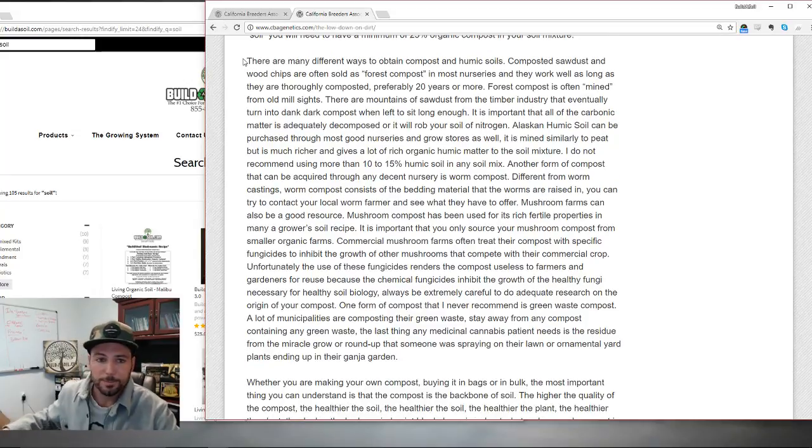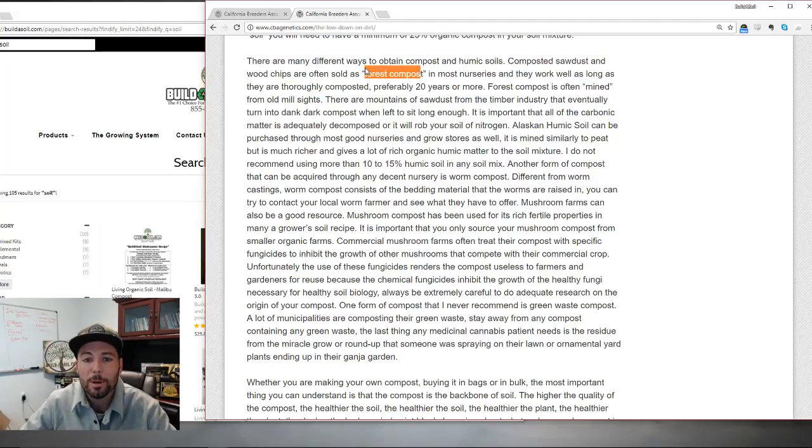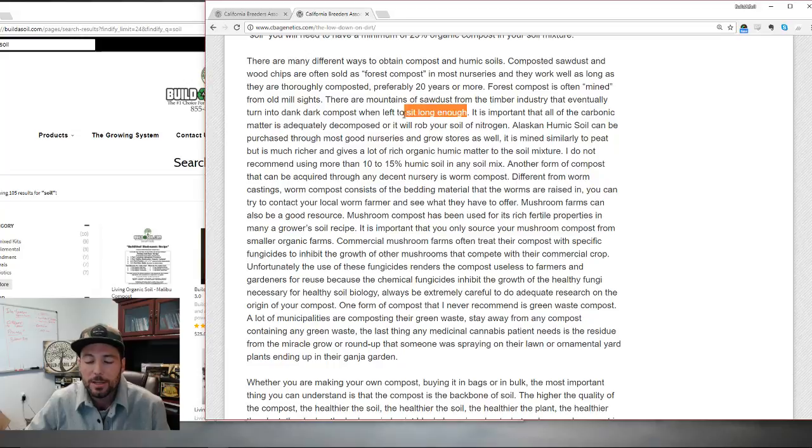So I'll start here now. There are many ways to obtain compost in humic soils. Composted sawdust and wood chips are often sold as forest compost, which is bullshit in most nurseries, and they work well as long as they are thoroughly composted, preferably 20 years or more. Isn't that crazy? Forest compost is often mined from old mill sites. There are mountains of sawdust from the timber industry that eventually turn into dank, dark compost when left to sit long enough. Most of the products you see are like 6 months old, though.